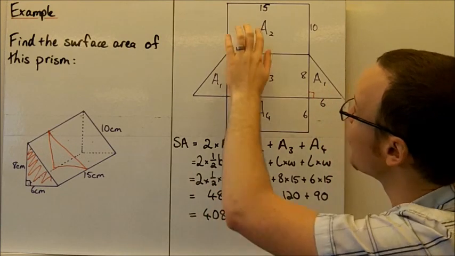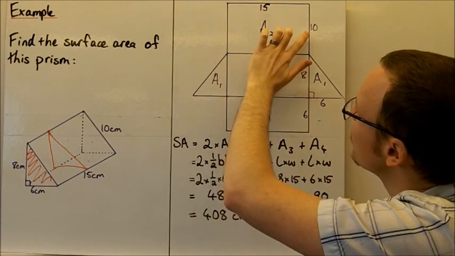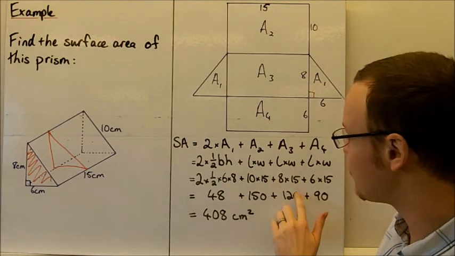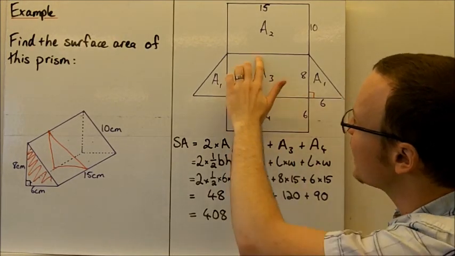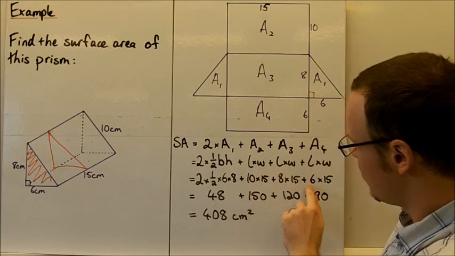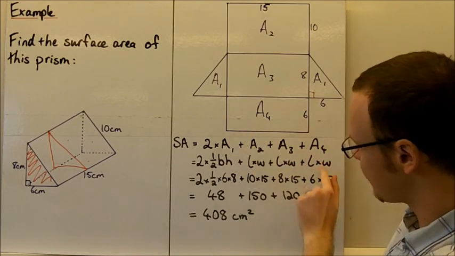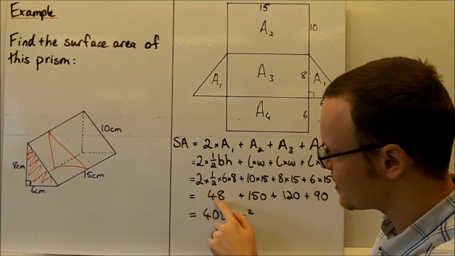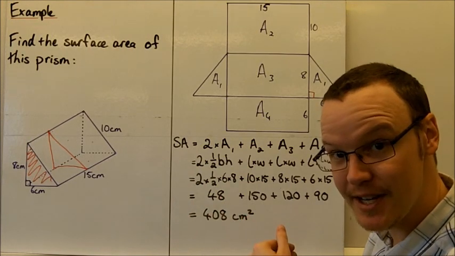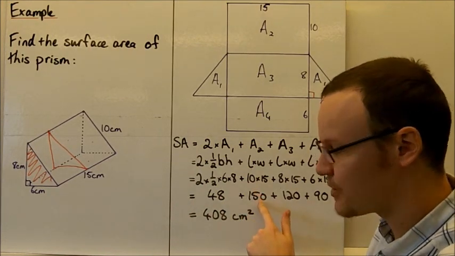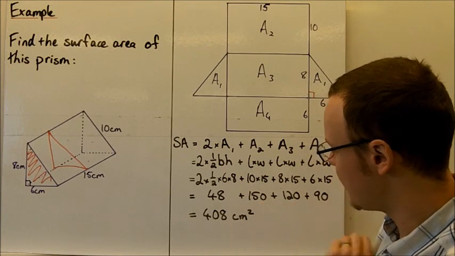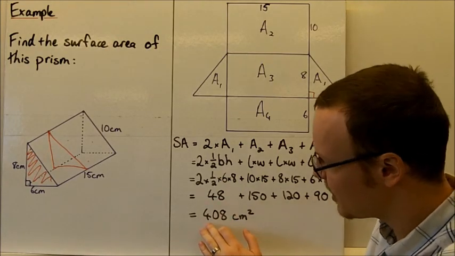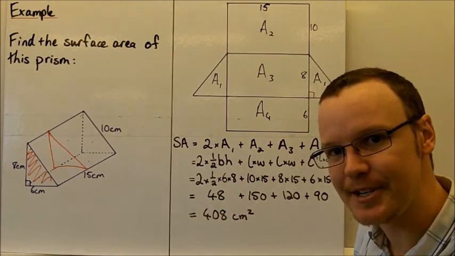Here is our first rectangle, A2, which is length times width, 10 times 15, plus 8 times 15 for our second rectangle, A3, plus 6 times 15 for our last area, A4. Just working all these out, our triangles both together equal 48 square centimetres. Our first rectangle is 150 square centimetres. Our second rectangle is 120 square centimetres, and the last rectangle is 90 square centimetres. Adding all those up, we reach 408 square centimetres.